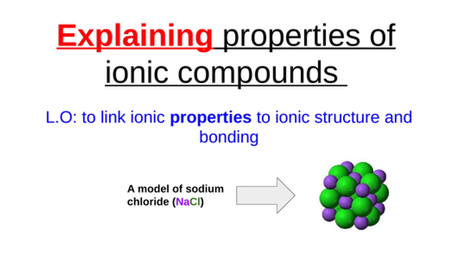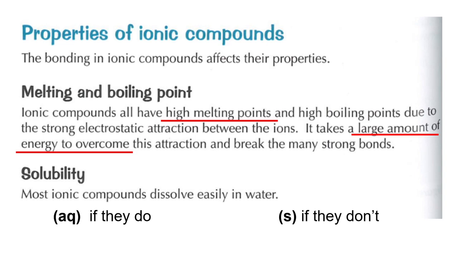Explain the properties of ionic compounds. They're solids at room temperatures. That means they have a high melting and boiling point. That's because ionic bonds are strong and they require a large amount of energy to overcome. Please remember that phrase. That's the phrase you have to use in your exam. They take a large amount of energy to overcome.